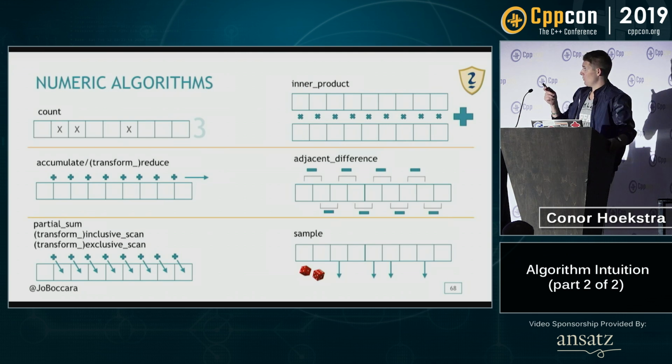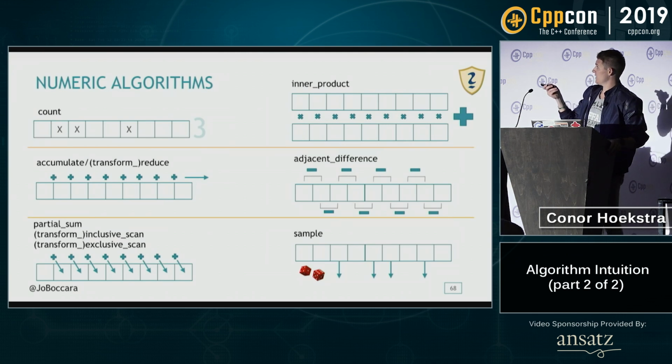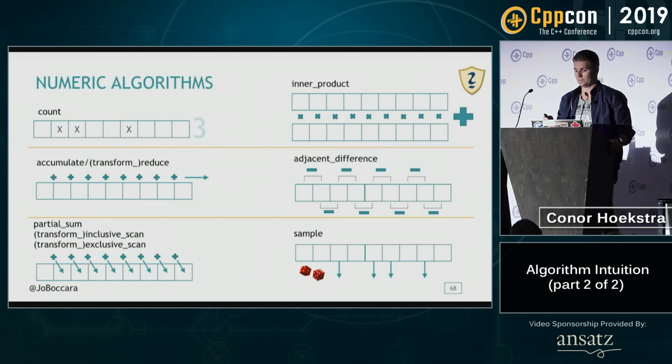There's a small note that I want to make about Jonathan Beccara's really nice illustration. This transform in parentheses here should go with inner product. Accumulate goes with reduce, and inner product goes with transform reduce. But I still think this diagram is incredibly good because it highlights the default operations. With inner product, you can see that plus and multiplies are the default operations that come with the inner product and transform reduce algorithms.